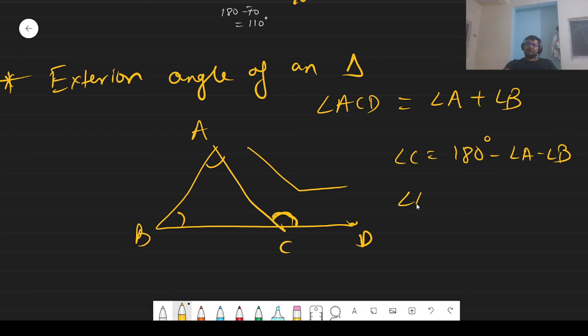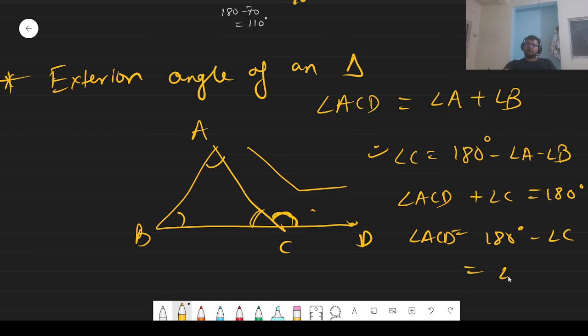Now angle ACD and angle C are supplementary angles, so their sum will be equal to 180 degrees. Angle ACD will be equal to 180 minus angle C. You can substitute the value of angle C and you will get angle A plus angle B.